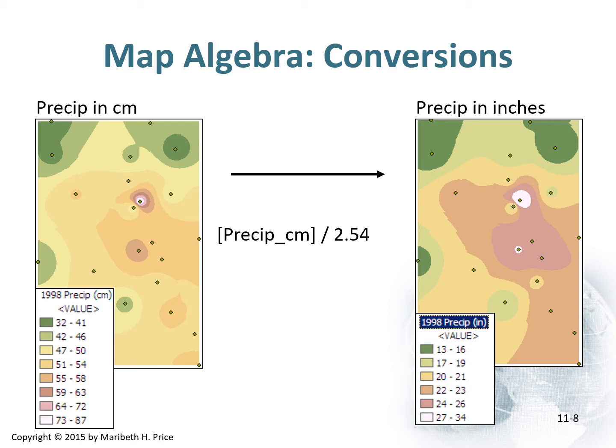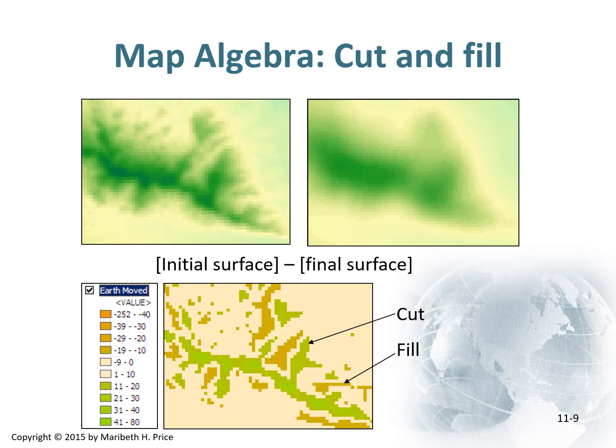Well, map algebra: input layer 1, multiplied by, well, actually in this case, divided by a function of 2.54, gives you a new output, which is simply the old data set divided by 2.54, and that is the conversion from centimeters to inches. You can also use map algebra to do cut and fill.